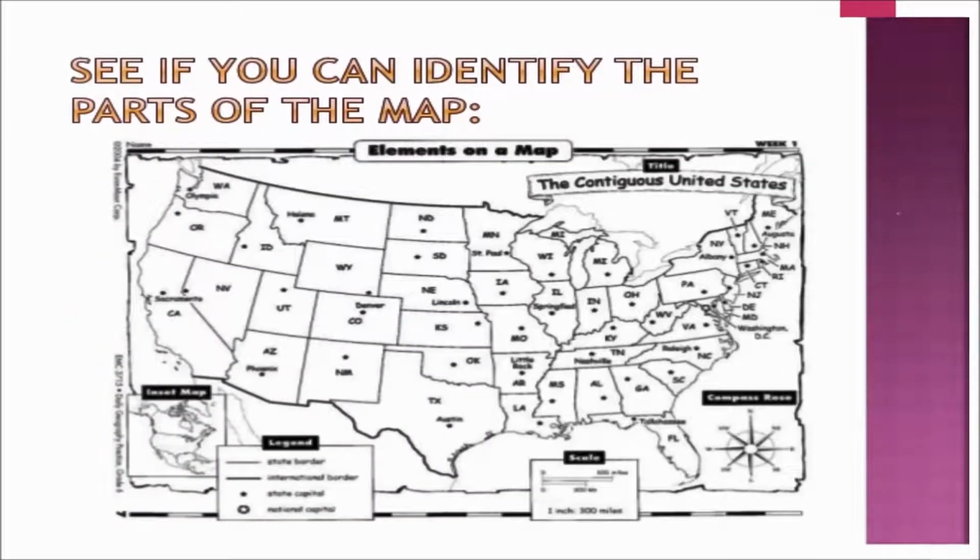See if you can identify the parts of the map, which means elements on a map. The first element is that title. Here, the title is the contiguous United States. Next element is that insert map. Then legend or key. Then we have scale. Then final element is that compass rose. Here we can see the picture of elements on a map.